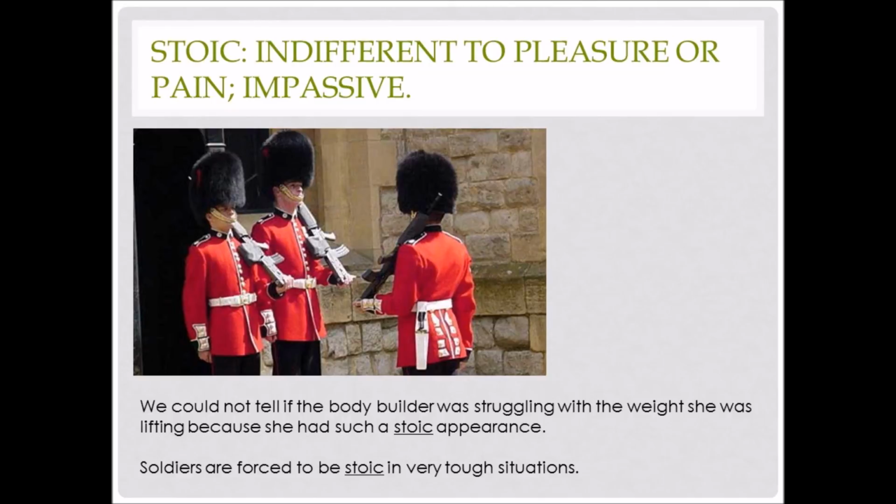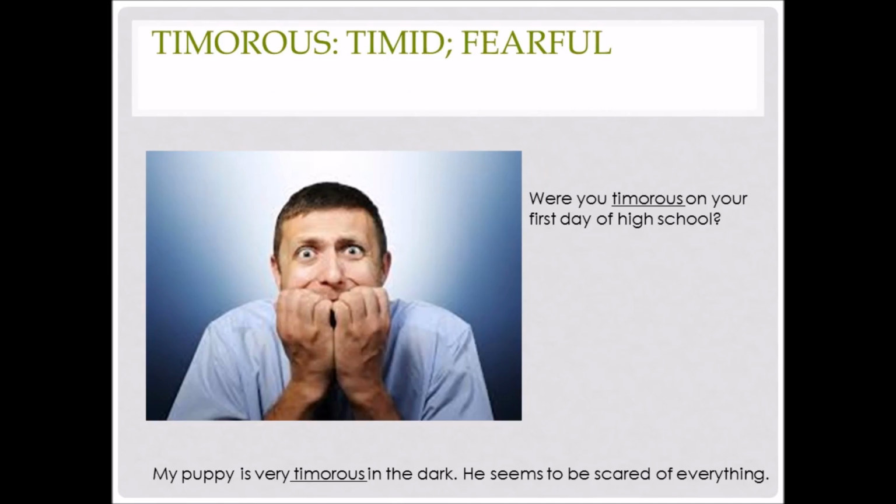Stoic, indifferent to pleasure or pain, impassive. We could not tell if the bodybuilder was struggling with the weight she was lifting because she had such a stoic appearance. It means her face didn't really move. Soldiers are forced to be stoic in very tough situations. If you are stoic, you don't really show any pleasure or pain. You don't smile or grimace or frown. You have a straight face. If you are stoic, it's hard to tell how you are feeling. So stoicism is kind of a great skill to have for some situations.